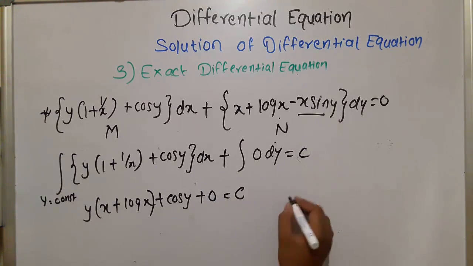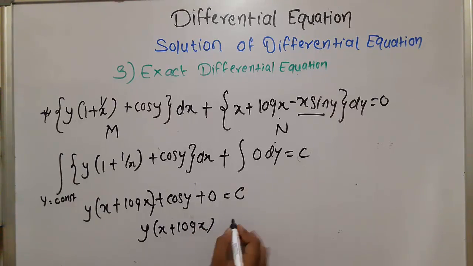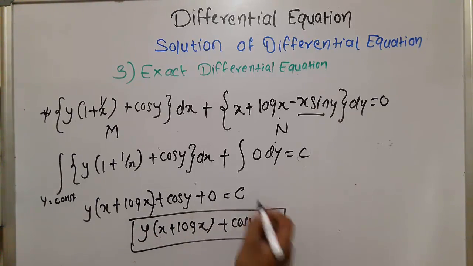Our equation becomes y(x plus log x plus cos y) equal to c. This is the solution of this differential equation.